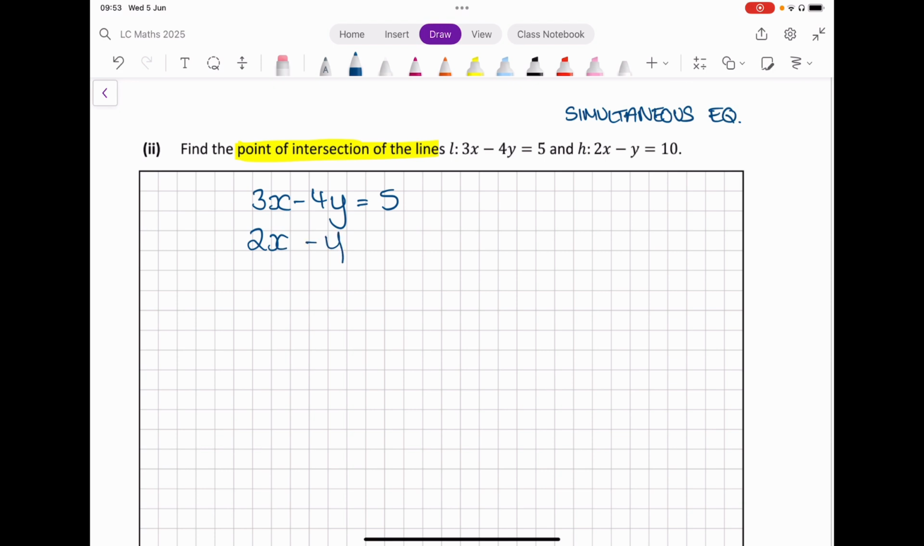2x minus y is equal to 10. Okay, so here now, I have to either cancel out my x's or cancel out my y's. I'm going to go with y's here because I can get the bottom line to 4 by just multiplying by 4, but if I only multiply by 4, then I have a -4 on the bottom, and I need a +4 on the bottom.